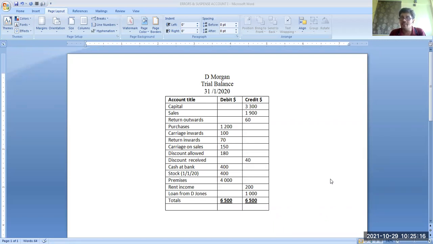और ये कहा जाता है, मतलब ये मजाक मीम बनता है फेसबुक पे कि ट्रायल बैलेंस की जब टैली हो जाता है, इक्वल हो जाता है, तो अकाउंटेंट को उतनी खुशी होती है जितनी उसको अपनी शादी की दिन होती है. ठीक है, ये कहा जाता है, मीम में कहा जाता है. So the trial balance is agreed and we are happy, we are satisfied.